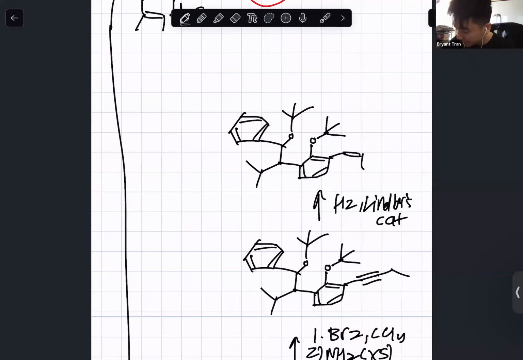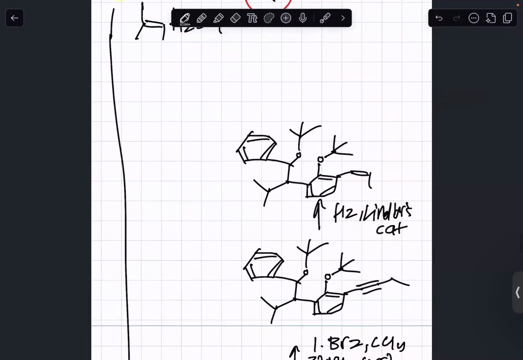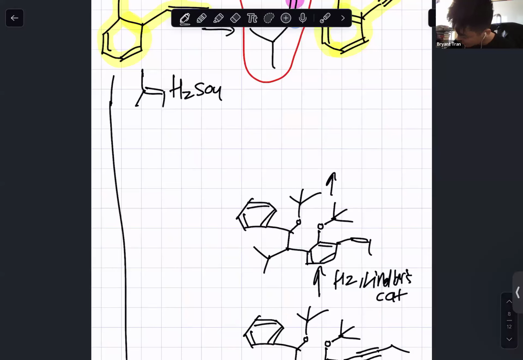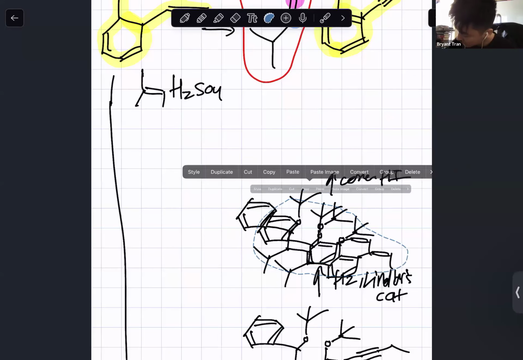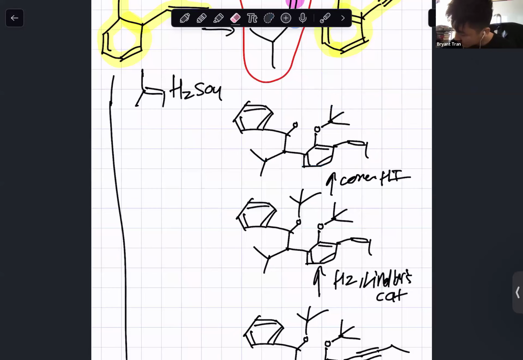Now once I have the cis alkene right here, when we do a concentrated HI, the alkene will still react with the HI. The ethers will be deprotected into the alcohols, like this. Right? So this will become an alcohol. This will become an alcohol.